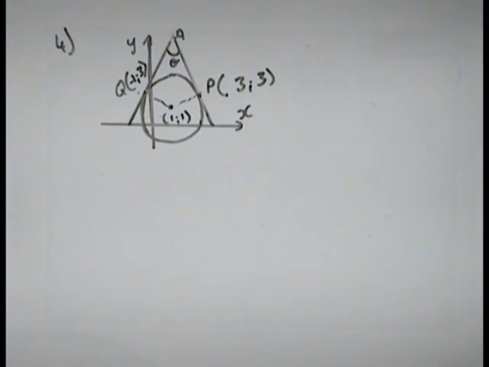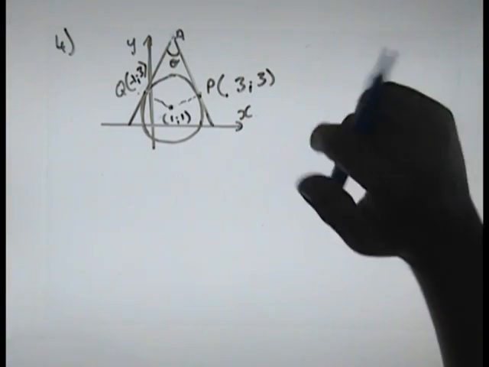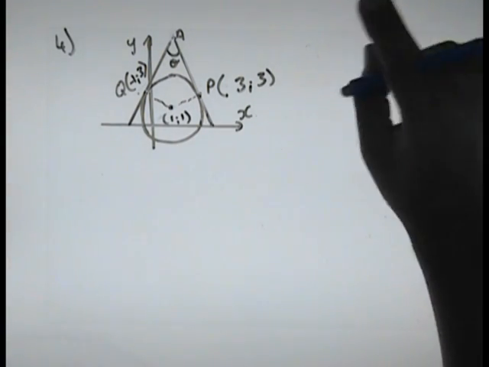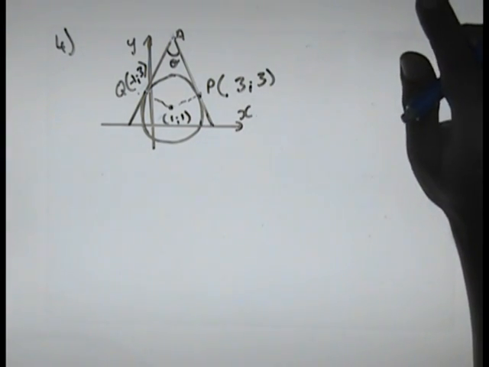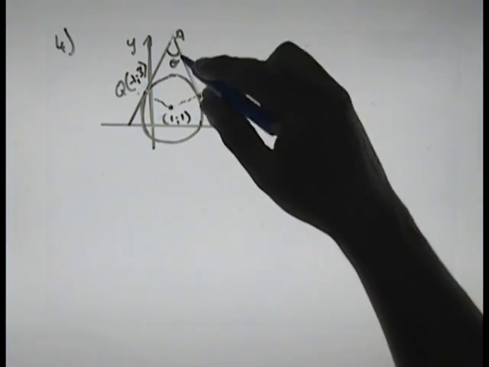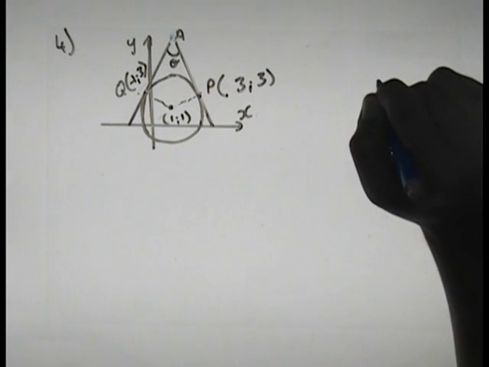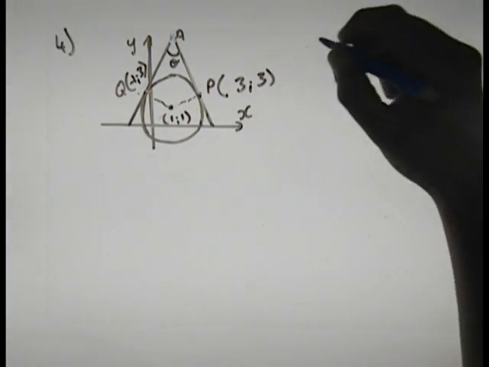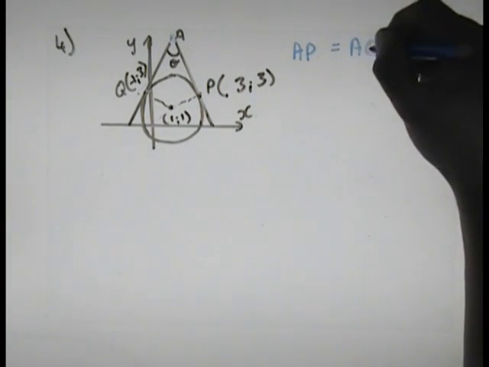The last one I gave you to do had a circle with center 1, 1. Tangents to the circle, AP and AQ, touch the circle at points P and Q respectively. I first wanted you to calculate the coordinates of A. Now, in order to calculate the coordinates of A, what is A? A is the point of intersection where AP is equal to AQ.